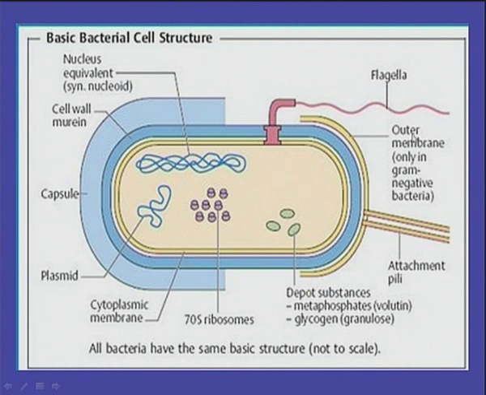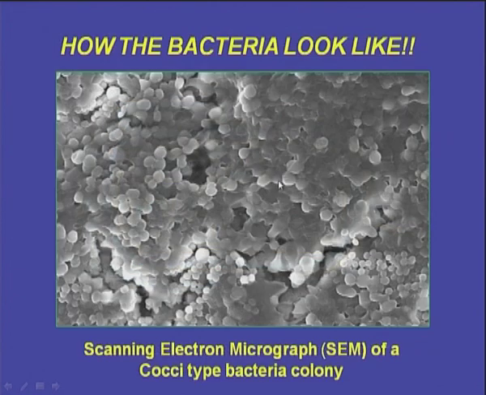The outer membrane is found only in gram negative bacteria; in gram positive bacteria it is absent. Then flagella are present, which help in the motility of such bacteria. Now we come to how the bacteria look under a scanning electron micrograph. You see the cocci type of bacterial colony growing in a particular medium here.